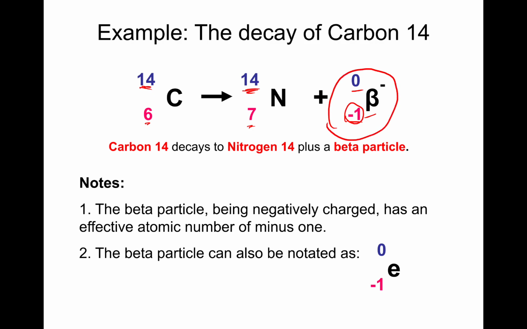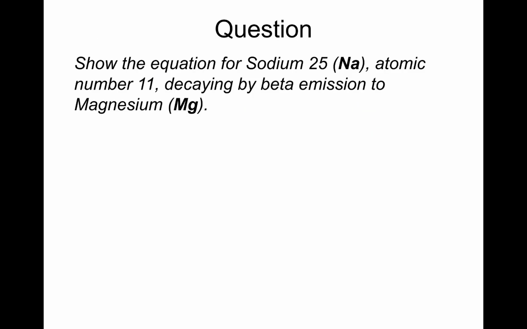Okay, let's look at an example. So here's a question. Show the equation for sodium-25 Na, atomic number 11, decaying by beta emission into magnesium. So if you want to pause and have a go at this, and then I'll take you through the answer.